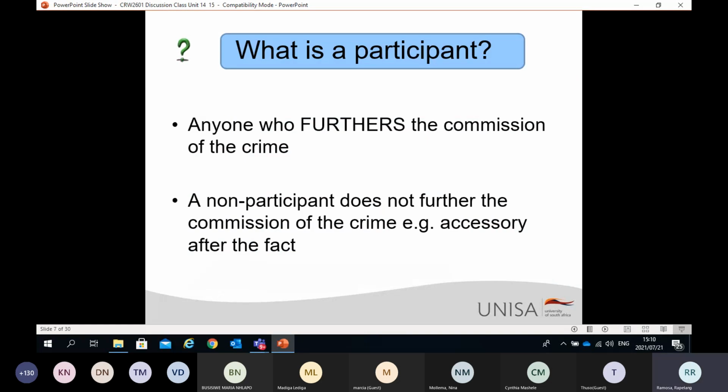As stated, anyone who furthers the commission of the crime is a participant. So the idea here is that these are people that were involved in fulfilling the crime that they are charged with. They are not individuals who come after the crime has been completed already. So a non-participant who does not further is obviously an accessory after the fact.